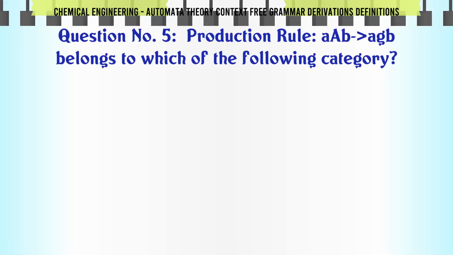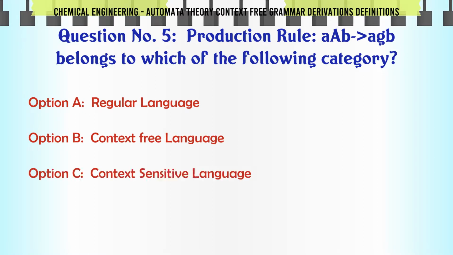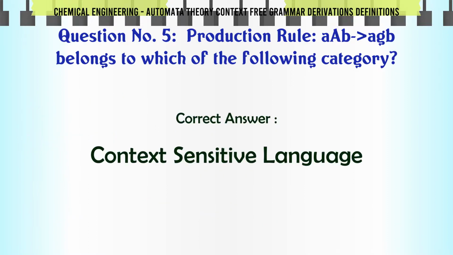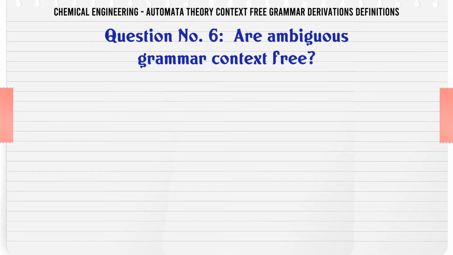Production rule aAb → agb belongs to which of the following categories? A. Regular language. B. Context-free language. C. Context-sensitive language. D. Recursively enumerable language. The correct answer is context-sensitive language.